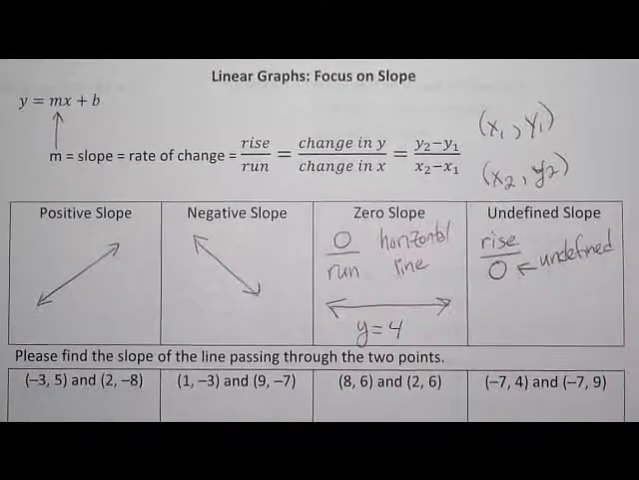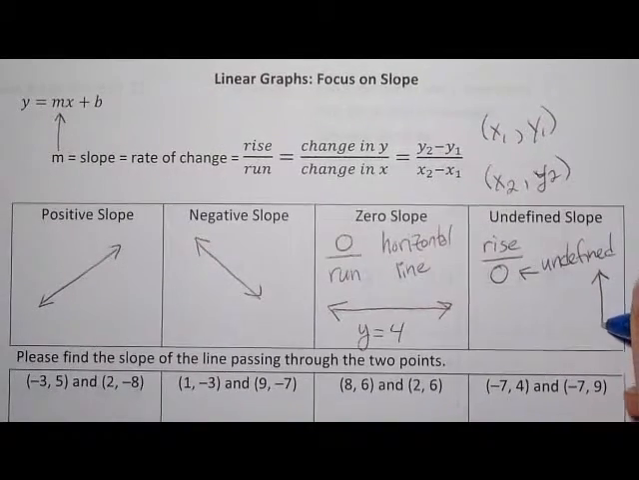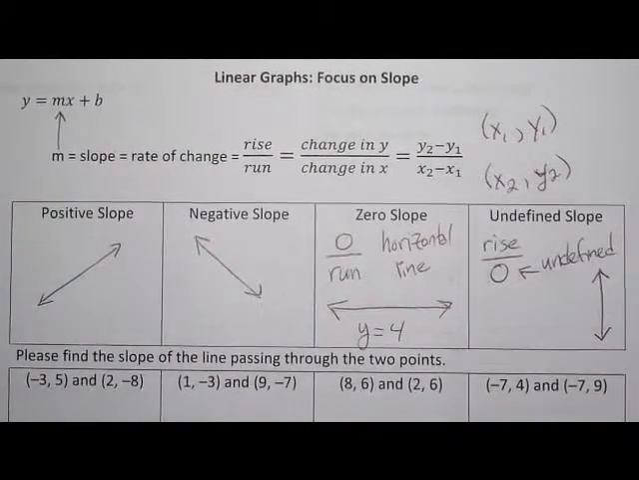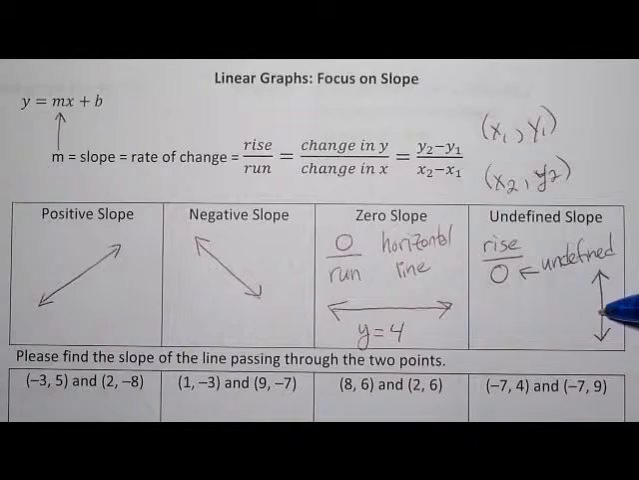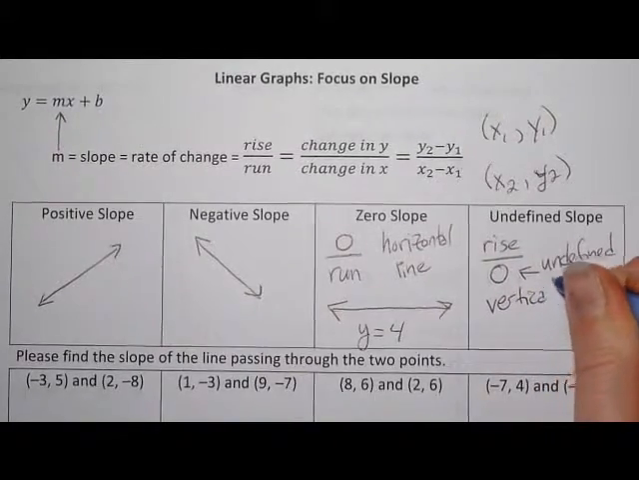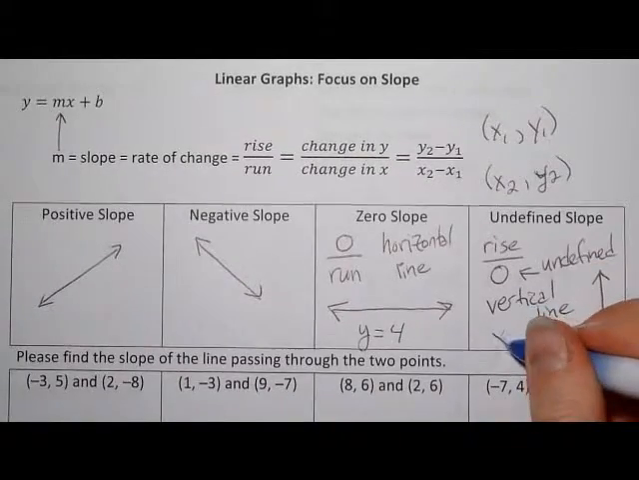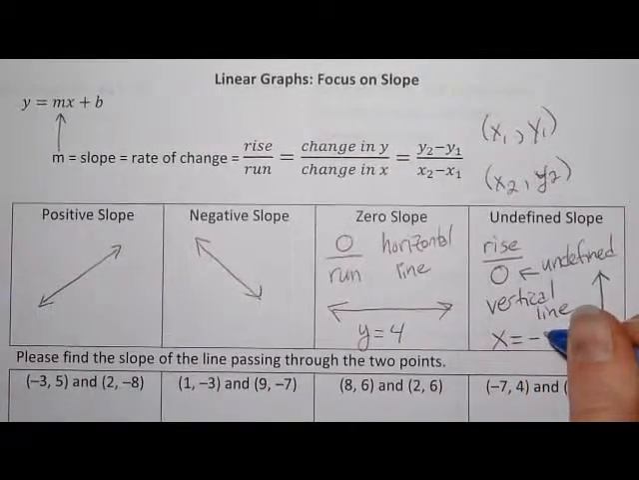A line that is undefined will look like a vertical line, because no matter how high I rise up this line, I never run left or right. I only go straight up and down. This is a vertical line. And an example of a vertical line might be x equals -6.